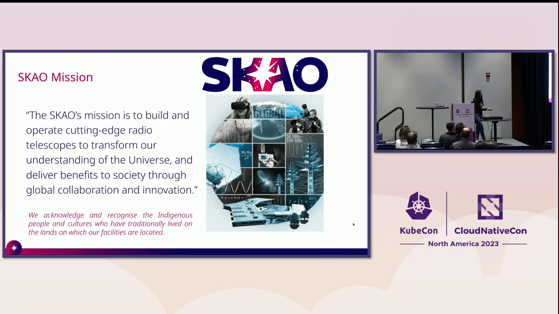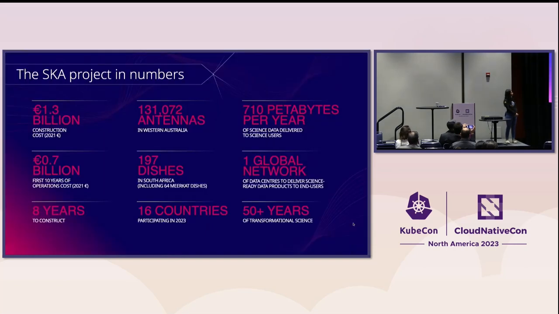So this is the SKAO's mission. The telescopes that we're building are located in remote regions of Western Australia and South Africa. And we recognize and acknowledge the indigenous people and cultures who have traditionally lived on the lands on which our facilities are located.